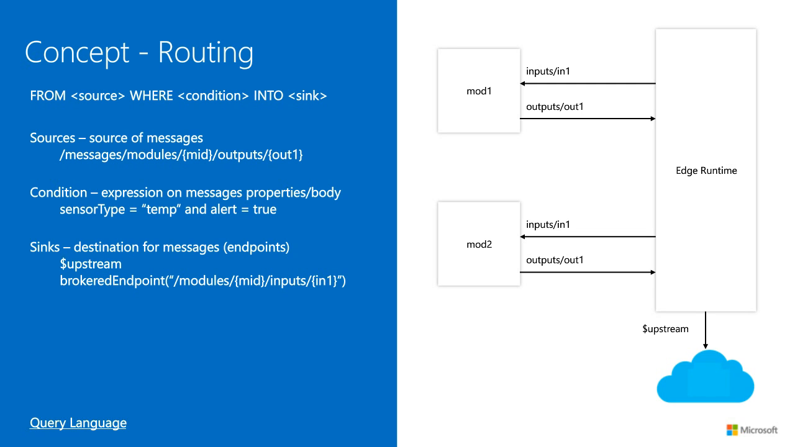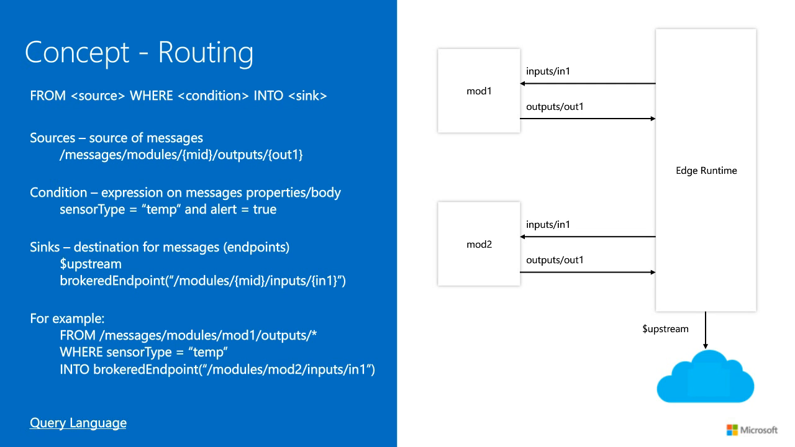So here's an example: from messages / modules / module 1 / outputs / star, where sensor type equals temperature. The runtime for Edge will send these messages to the broker endpoint, which is module 2 input 1. So it's pretty straightforward, and you'll see in the demo we'll use that routing syntax in order to implement some smart thing there.